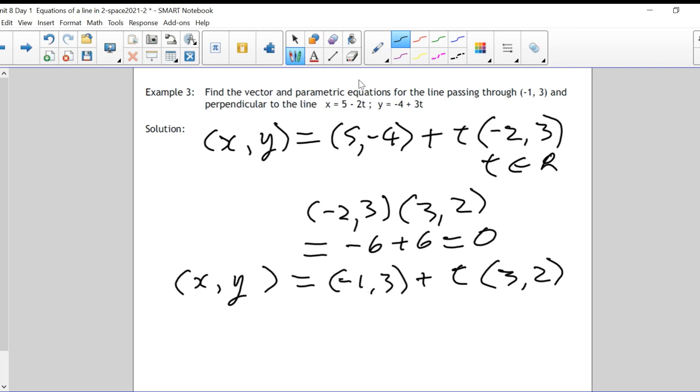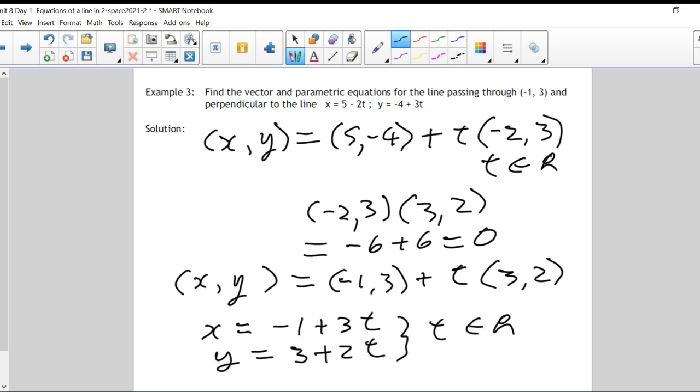There's a point right there. And it's perpendicular because it has a direction vector or position vector, which is perpendicular to the one that we had before. Now it asks you for the parametric equations. Well, no, we know how to do that. So that means that x is equal to minus 1 plus 3t, and y is equal to 3 plus 2t. Very easy. T is an element of the reals.